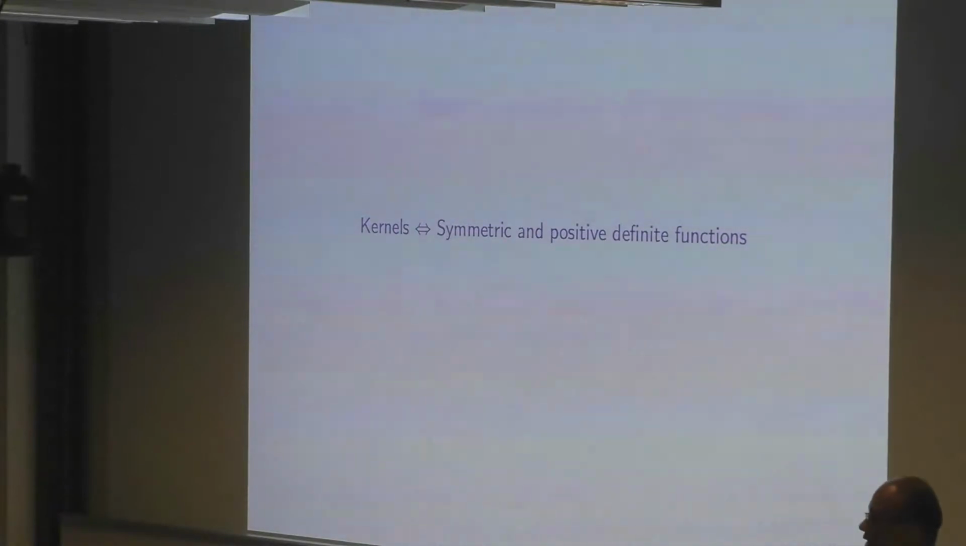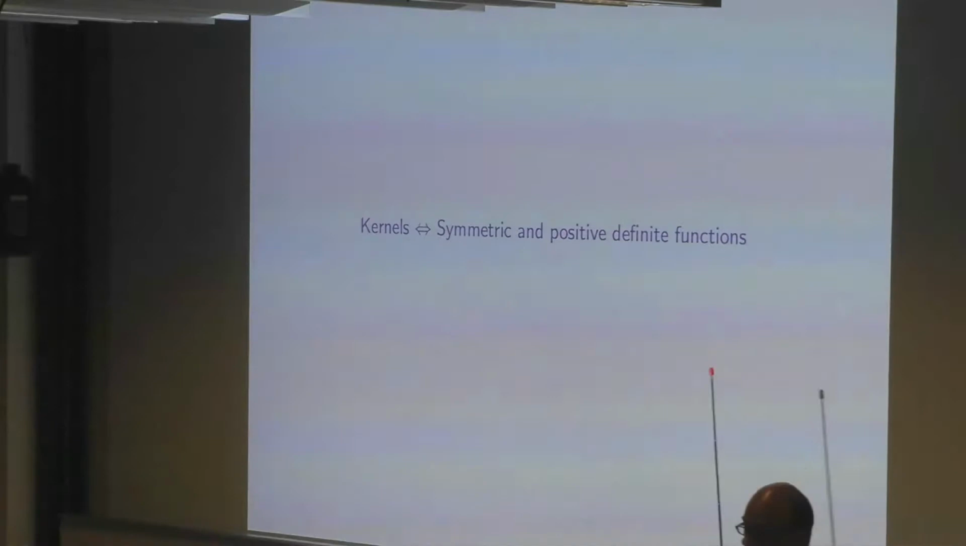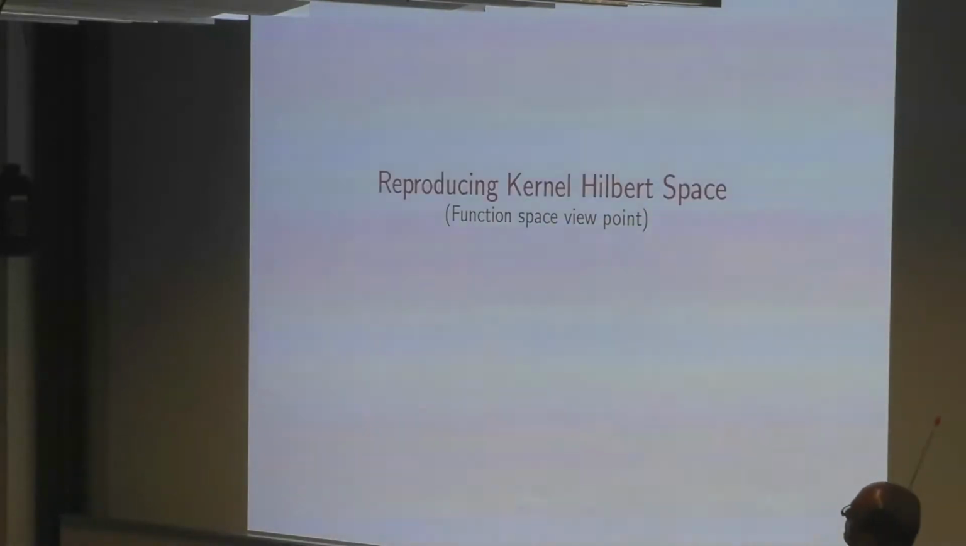So what have we done so far? We have shown the equivalence between kernels and symmetric and positive definite functions. So that is one part of the story. We'll come back to this part of the story after doing the function space point of view, and here we are going to deal with reproducing kernel Hilbert spaces.